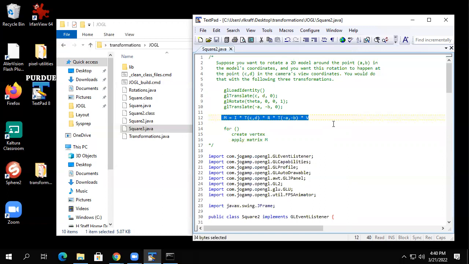Okay, so let's think about what we mean by scaling. Should we put the scaling right here? Or should we put the scaling over here? Yeah. So, which place should the scaling be?